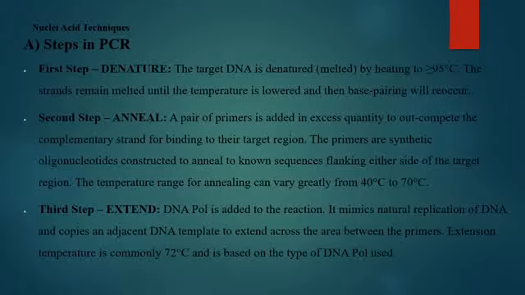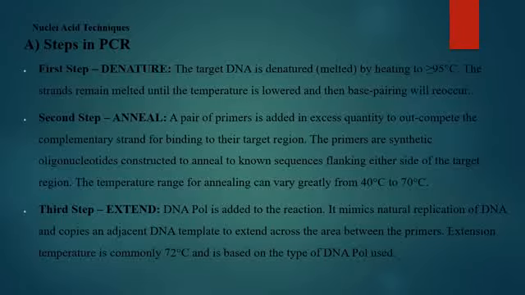Now, these primers are synthetic oligonucleotides which are constructed to bind or anneal to known sequences. And like we mentioned earlier, they flank either side of the target region. So one binds to the top, one binds to the down. The temperature that is needed for this binding or annealing is between 40 to 70 degrees. Then the third step is the extension. Once the primers have bound to their requisite position, then your DNA polymerase is added to the reaction.